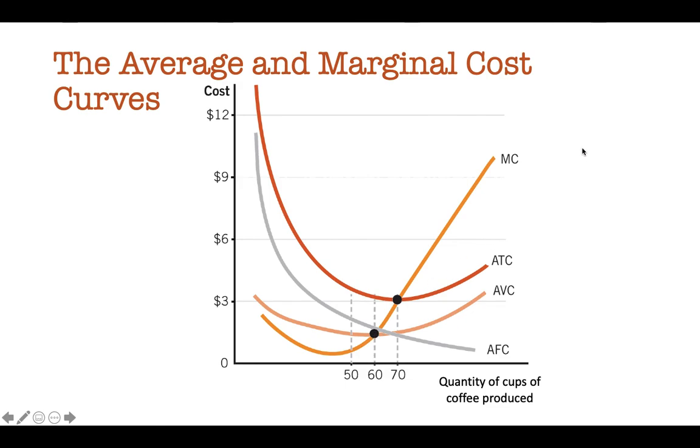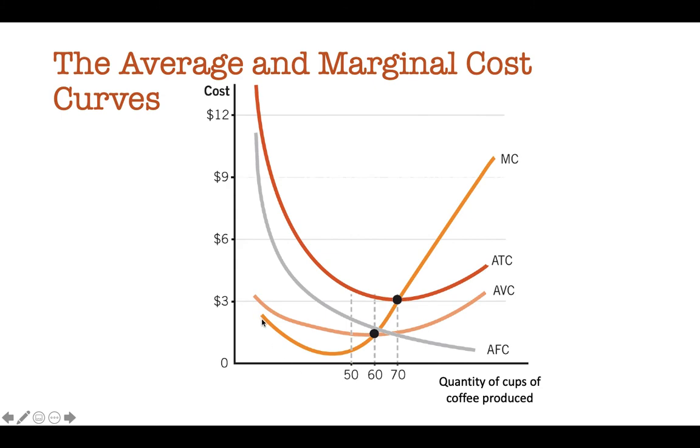And the reason for that is this idea that average values are going to follow the margin. That's a phrase that helps you relate these. We say the average follows the margin. So basically, when you add in additional costs, or marginal cost, that's going to pull the average one way or another.